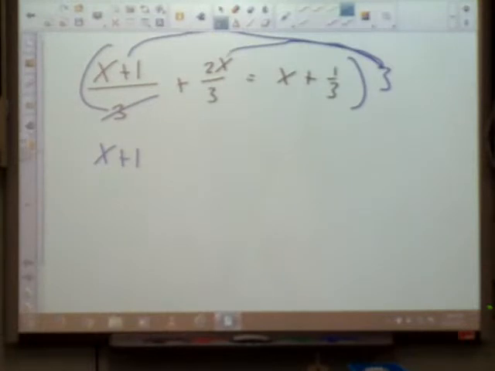Yes, when I take it here, the 3 and the 3 cancel out, so all I have left is the 2x. Okay, let's clean that side up before we go to the right side. You've got like terms there. x and 2x is 3x.